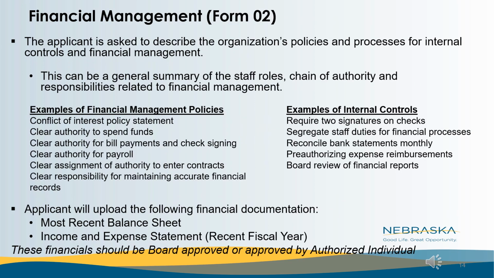An applicant is asked to describe their organization's policies and processes for internal controls and financial management. This can be a general summary of the staff roles, the chain of authority, and the responsibilities related to financial management. Some examples of financial management policies are listed here on this slide, as well as some examples of internal controls. The applicant will also be asked to upload the following financial documentation: the most recent balance sheet and an income and expense statement of the recent fiscal year. These financials should be board approved or approved by the authorized individual.